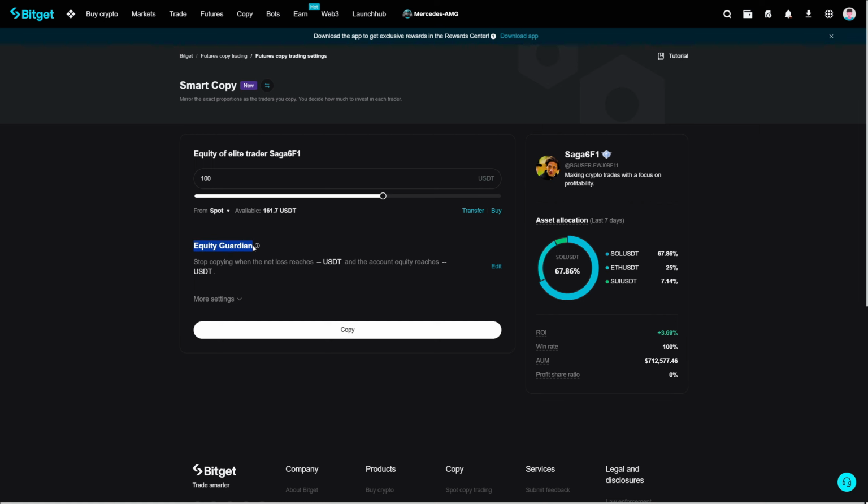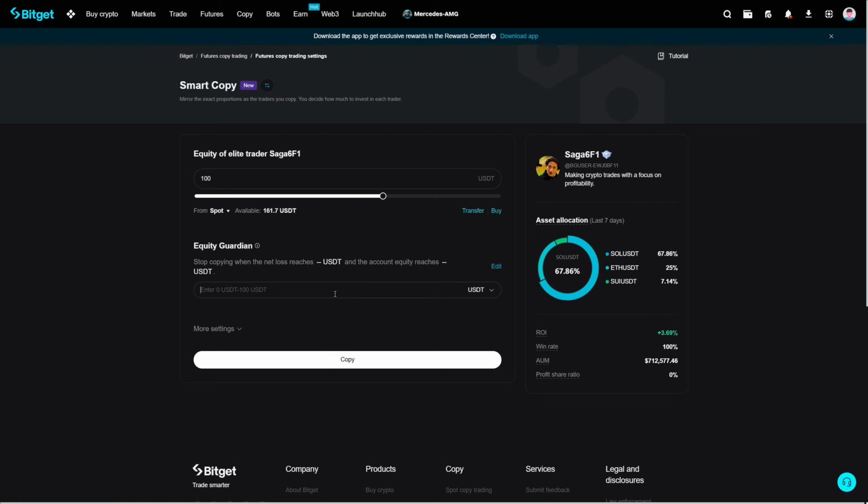The equity guard refers to the maximum amount which we can lose. So in case this trader now loses $20 overall, right? This does not have to be one single trade. This can be multiple trades together. Then we will be completely out. So maybe you have a specific risk management strategy that you only want to lose maximum 20% of your portfolio, which in this case would be $20 of 100. In this case, we would leave this trader when the cumulative loss would reach 20 USDT.